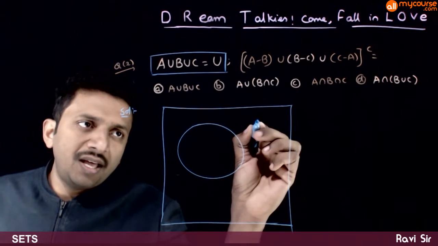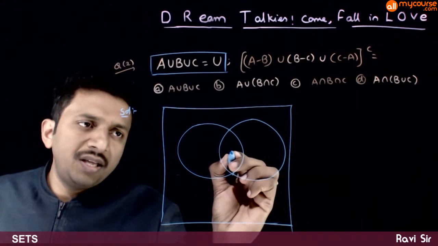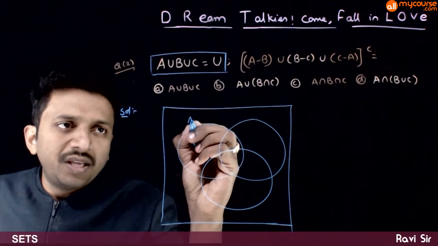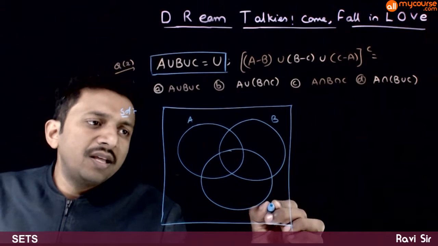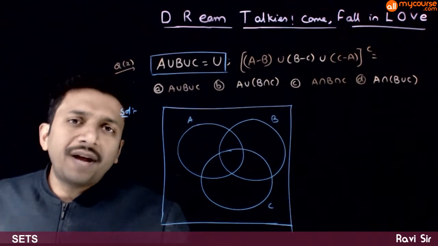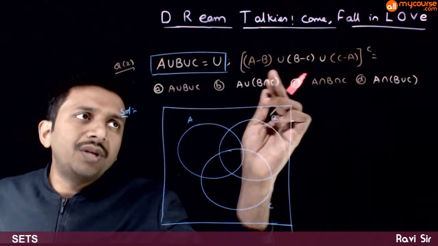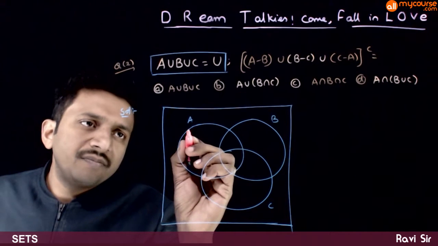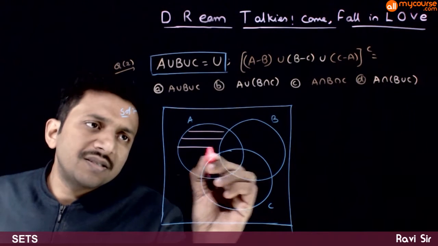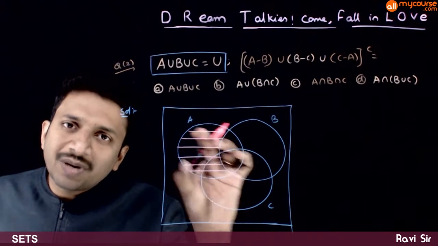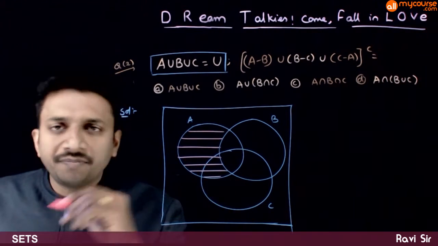So you have A, you have B, you have C. So let this be A, let this be B, let this be C. Now you're asked to find A minus B union B minus C union C minus B. So what is A minus B? So this is my A minus B. The elements present in A but not in B.